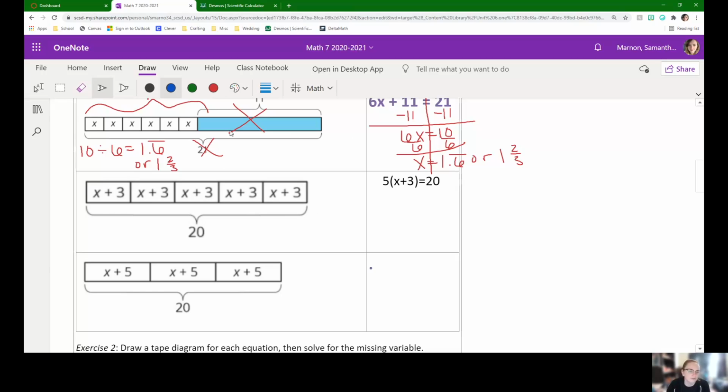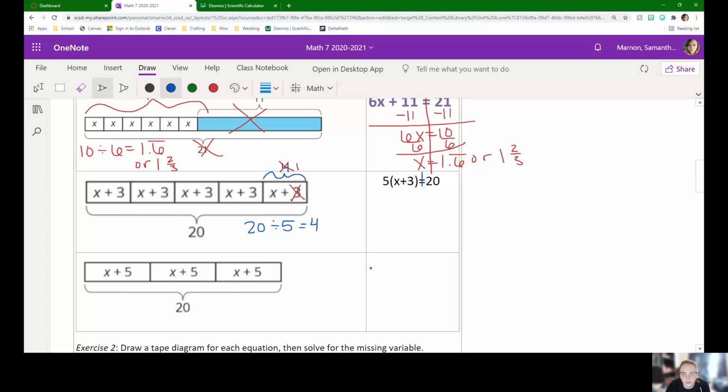Okay, so if you paused the video, the first thing you might see is, I've got five groups that are equal, right? These are all the same size, all the same exact thing. We can do 20 and divide it by 5, and learn that each box is worth just 4. So now I can focus on just one box as 4, and I see that x plus 3 is 4. Well, if I take away 3 from 4, we're left with x is 1.